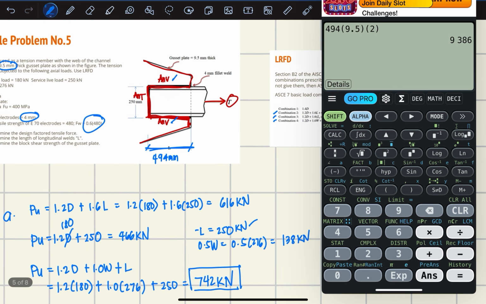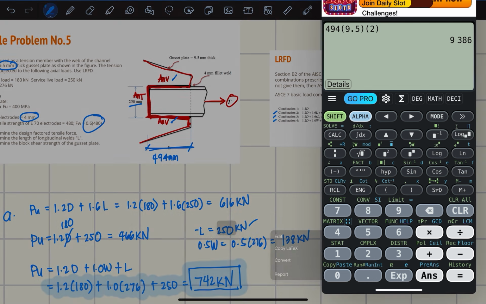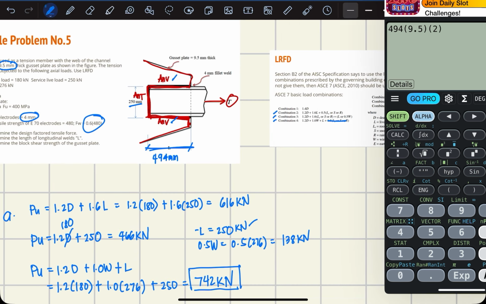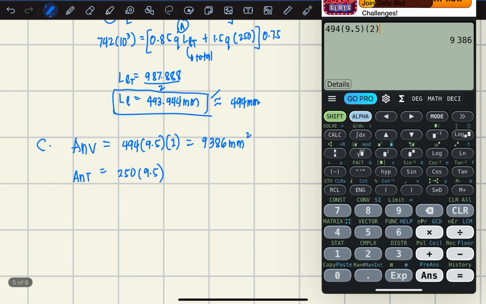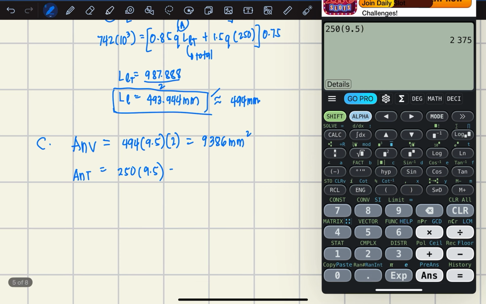Then the net area in tension: we have a dimension of 250 times the thickness, so 250 times 9.5, which is 2,375 mm squared.